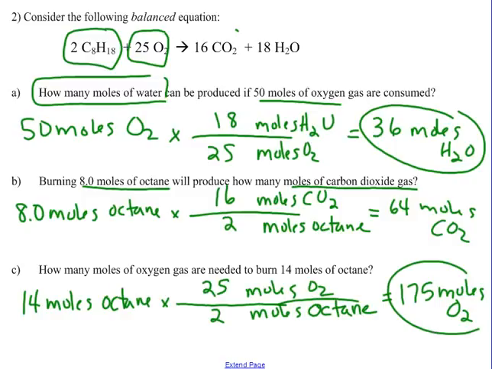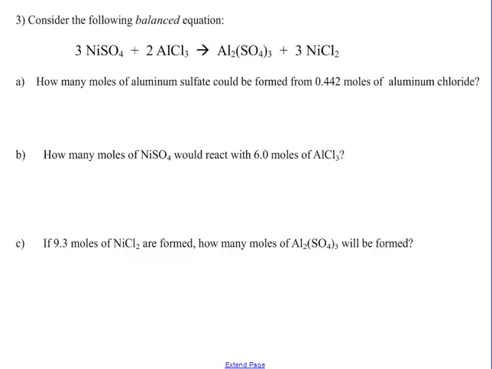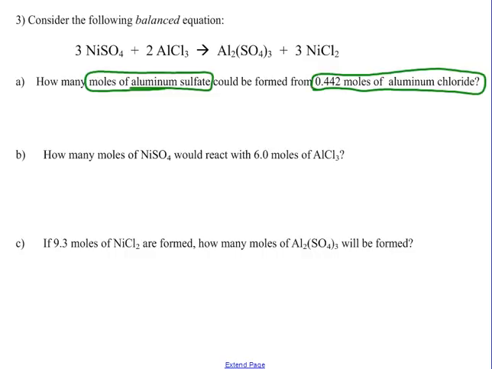All right, let's take a look at problem number 3. Consider the following balanced equation. And you certainly could not do these problems until you balance the equation if you were given an unbalanced equation, but we are starting with balanced equations. This question says how many moles of aluminum sulfate could be formed from 0.442 moles of aluminum chloride. Okay, so this is the aluminum chloride, this is the aluminum sulfate.